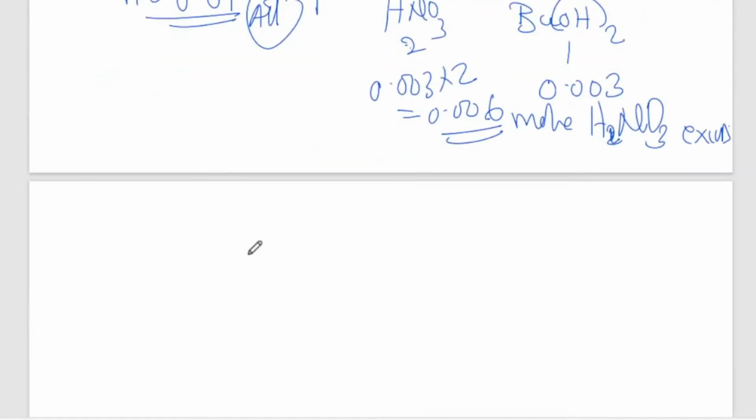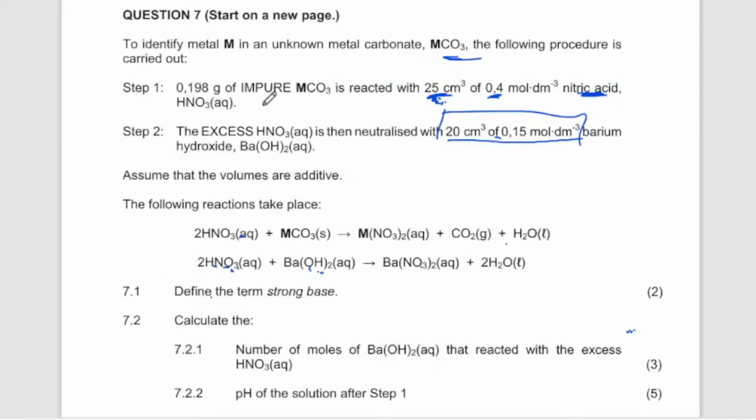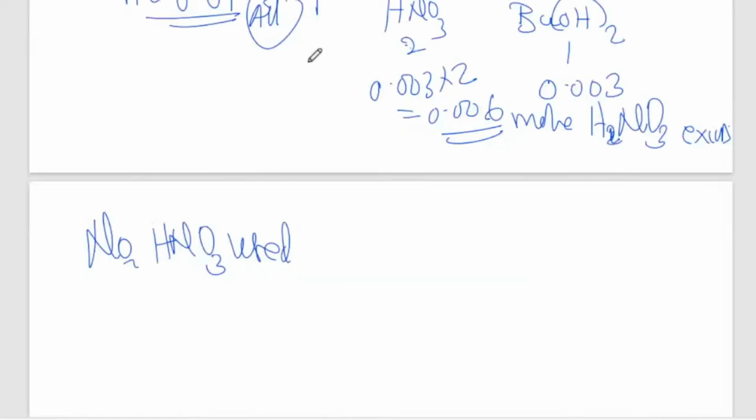So I'm going to say the number of moles of nitric acid used, because that's what we want. We want to know what is used, because the one which was used to react with this impure sample, so that yes, we know exactly.